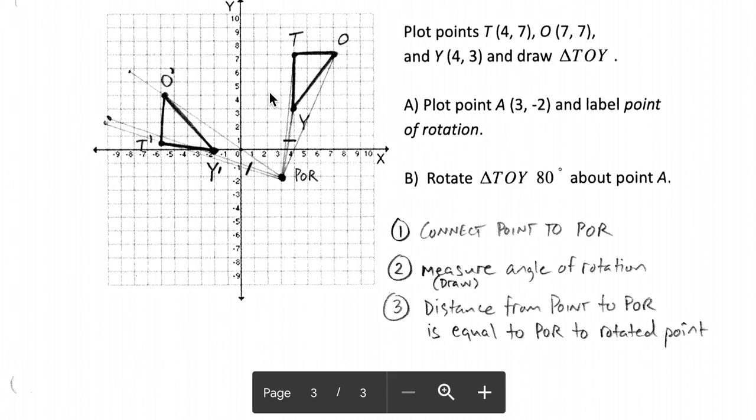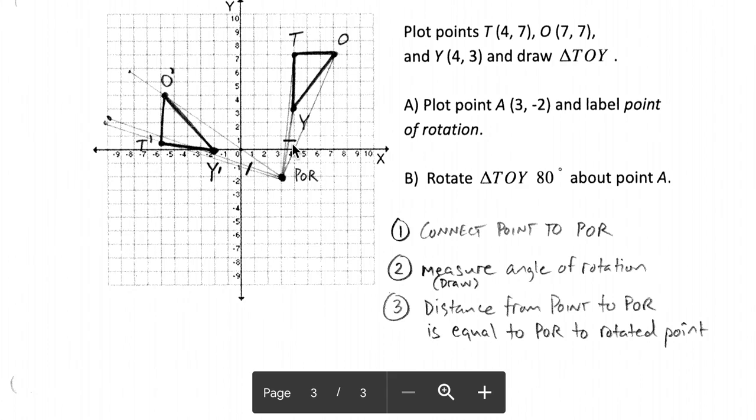We're going to do the exact same 3 steps again. This time let's do it with T. We'll connect T back to our point of rotation. We'll use that as the bottom base of our angle to measure 80 degrees away from there. Measure that segment length and create a segment length that's equal over here along that other ray of your angle. Cut it off at the same length, and that is the endpoint for the new T that was rotated.